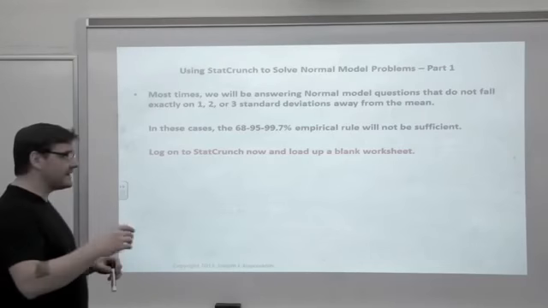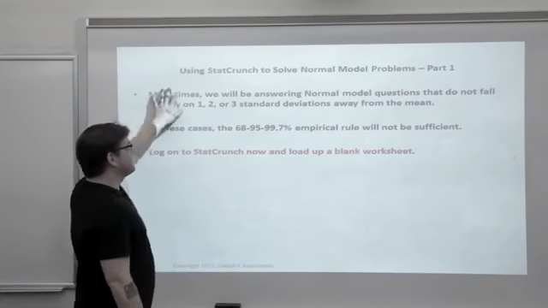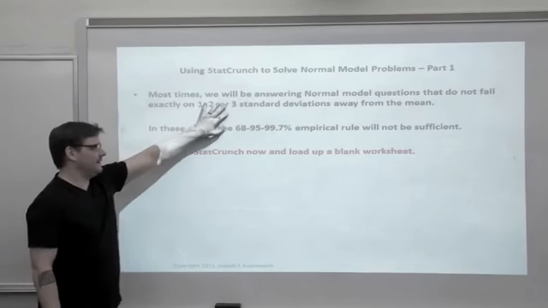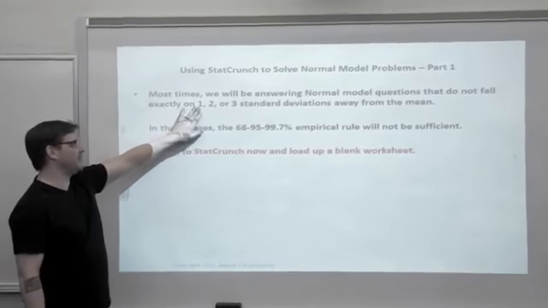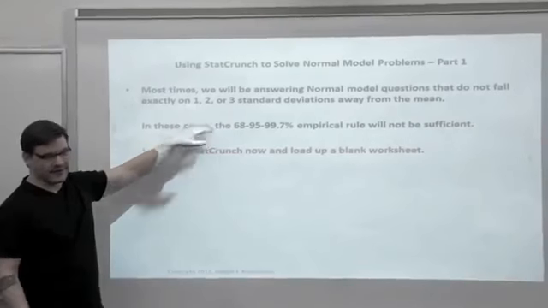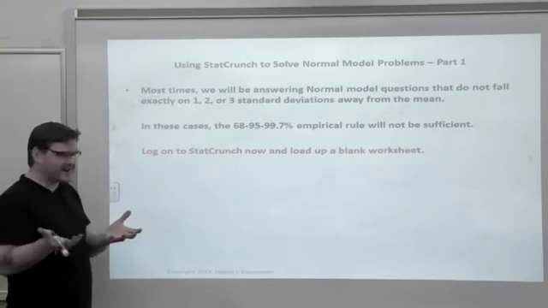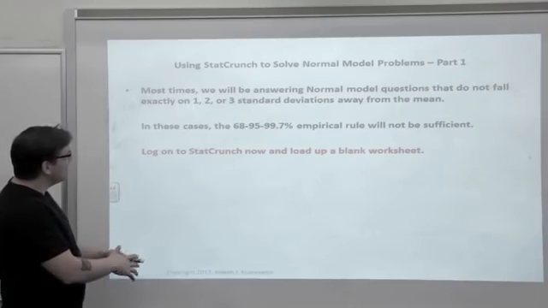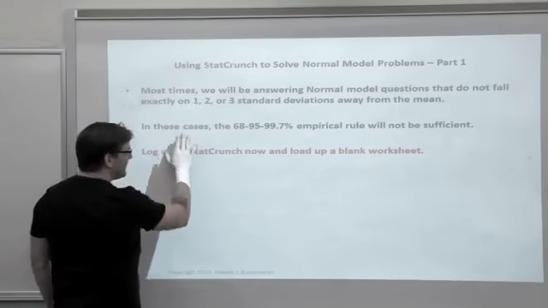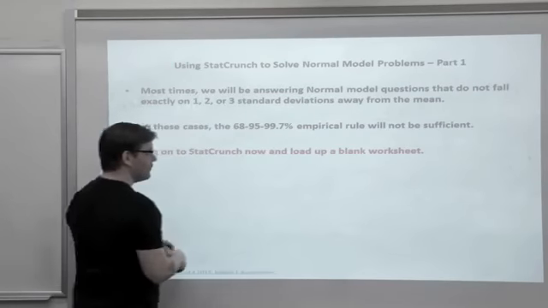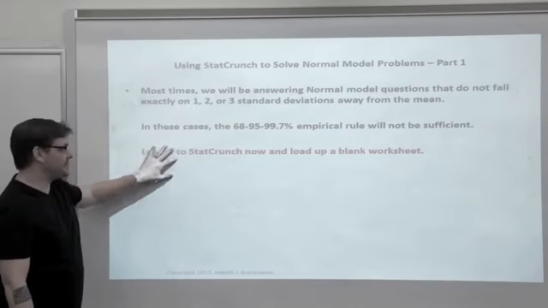Okay. So why do we need StatCrunch? Most times when we're solving normal model problems, the values we're interested in are not going to fall exactly 1, 2, or 3 standard deviations away from the mean. When they do, we can approximate with that empirical rule. But in the real world, this won't happen. So that 68, 95, 99.7 empirical rule is not going to be sufficient.